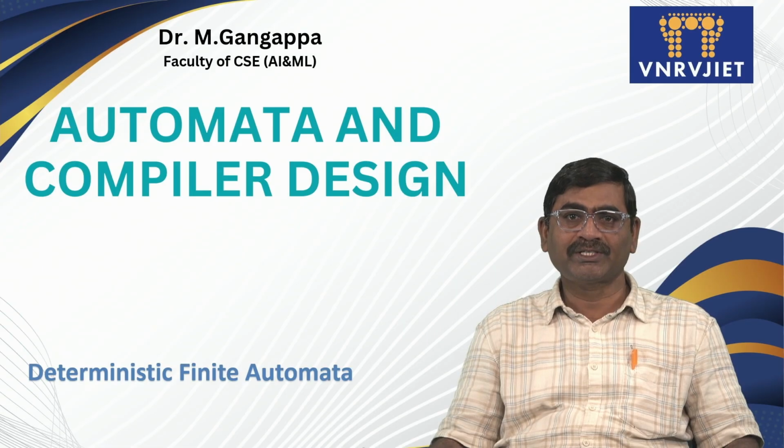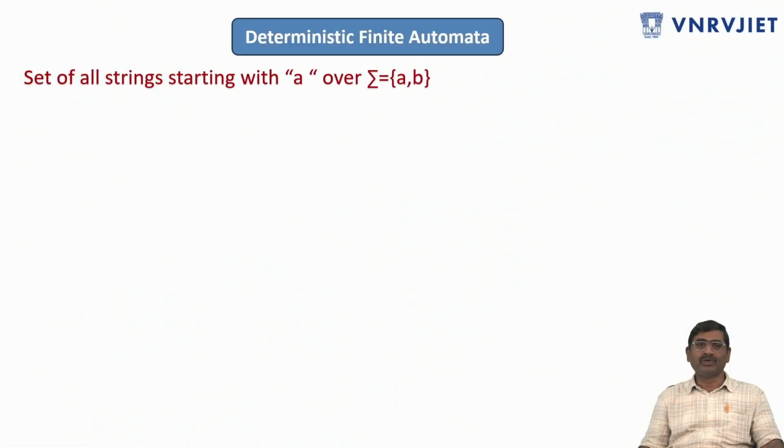Today I am going to discuss a few problems in the construction of finite automata. Let us go with one by one. The first problem I am going to talk about is the construction of a DFA for the set of all strings starting with A over the input alphabet sigma that contains A, B. So let us see how to draw the DFA for this problem.